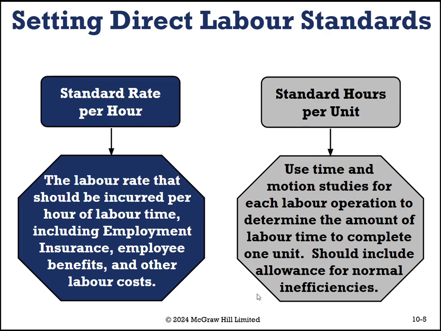So let's talk a little bit more about this. For direct labor, again, it's going to be same but different. We're going to have a standard rate per hour. That includes how much an hour of employee time typically costs, including all the things. So employment insurance, employee benefits, other labor costs. Is there a typical amount of overtime that may be used in a month? That's part of our standard rate. And again, what is normal, right?